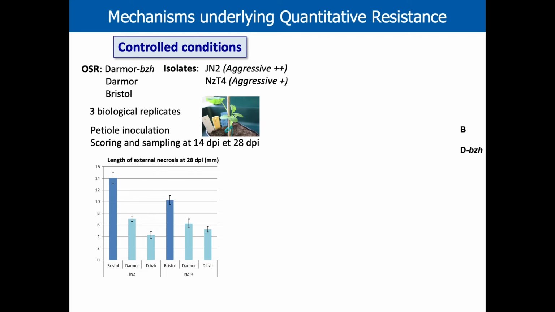Here you have the length of external necrosis at 28 days post-inoculation. We clearly see the difference between the susceptible and resistant varieties. We also see the higher aggressiveness of GN2, especially on Bristol.